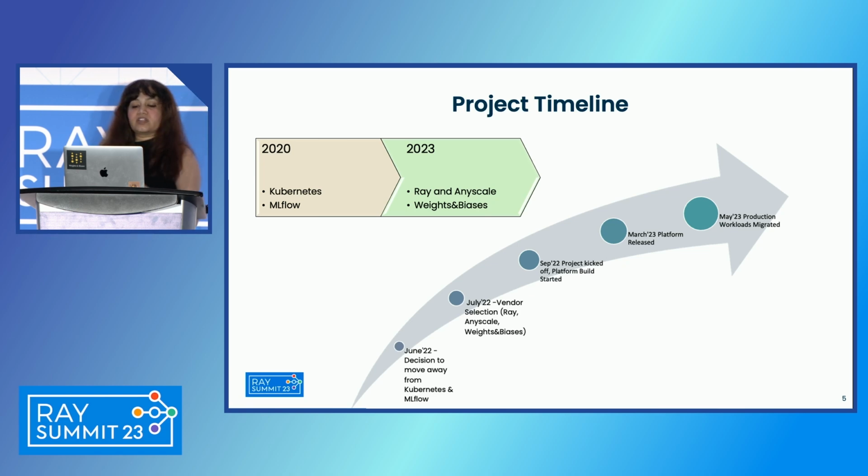As you can see on the screen, last June, we made the decision. By July, we had successfully completed proof of concept with the vendors, Ray, Anyscale, and Weights and Biases. And in September, we kicked off the production build. This March, we released the first version of our platform. And by this May, we had migrated all our production workloads from the previous platform to the new platform.